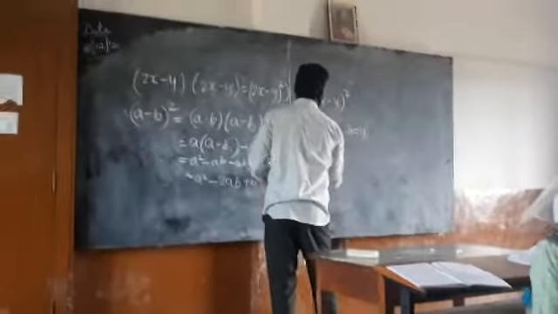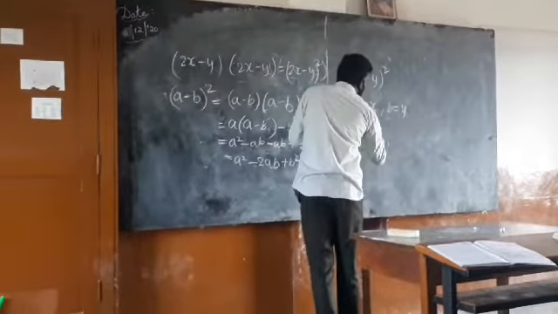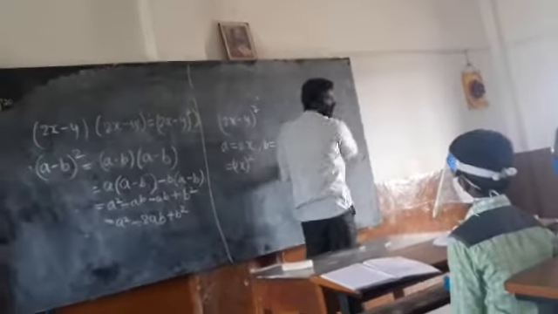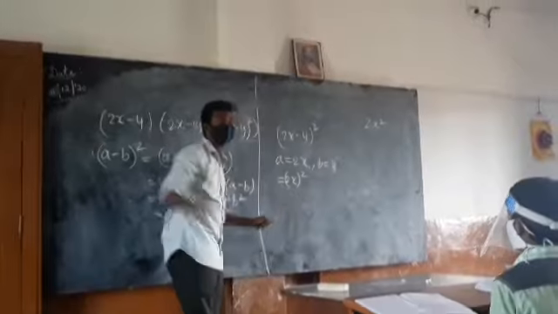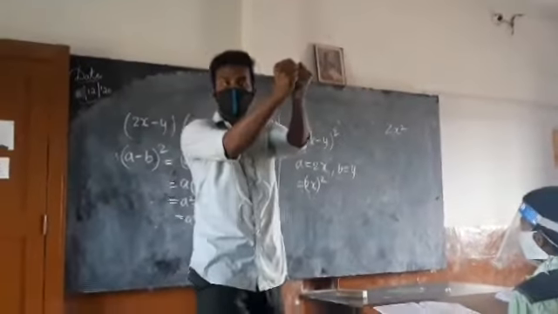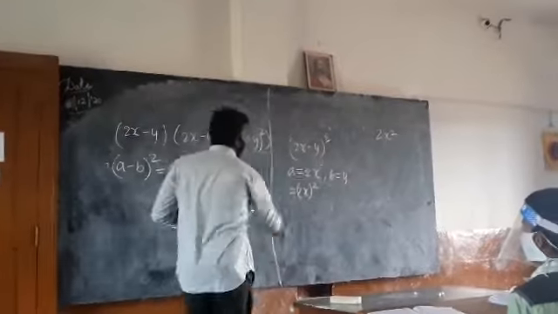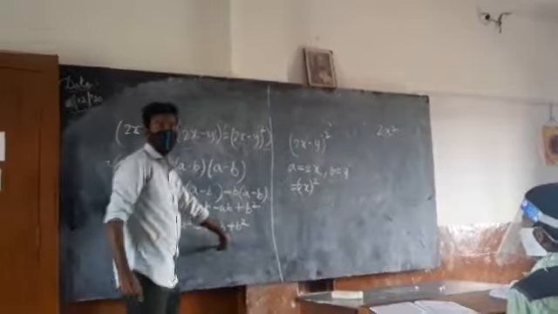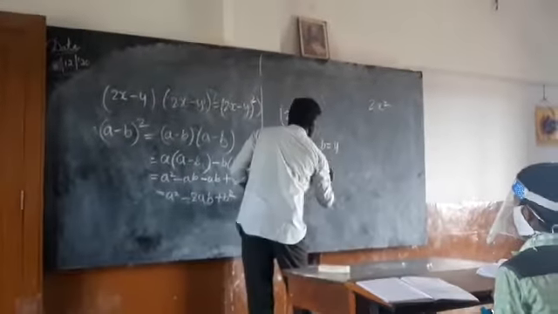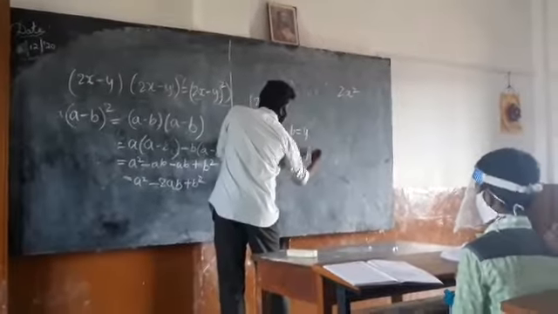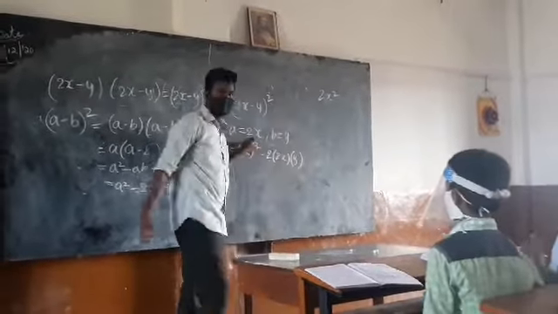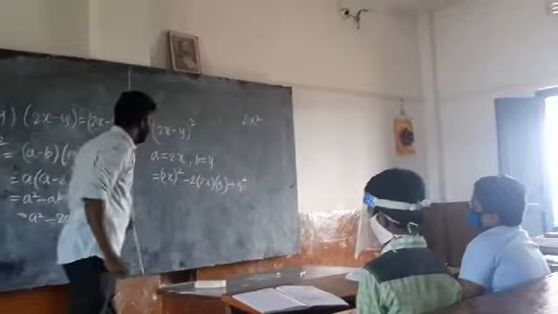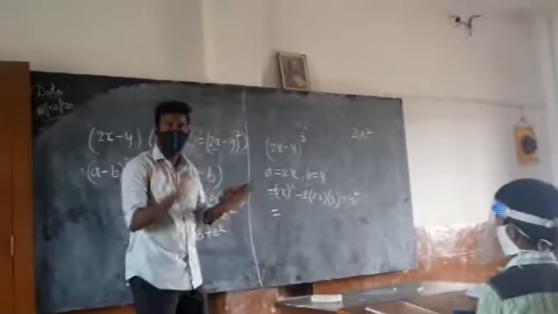Okay, apply that with the formula. A square means 2x whole square. If you say 2x square, that means square is applied only to the x. But if you say 2x whole square, the square is applied to both. Okay, keep that in mind. 2x whole square. Next, minus 2ab, minus 2ab, plus b square, plus y square. Simple? Yes, we are going to simplify it. We are going to solve it more clearly.